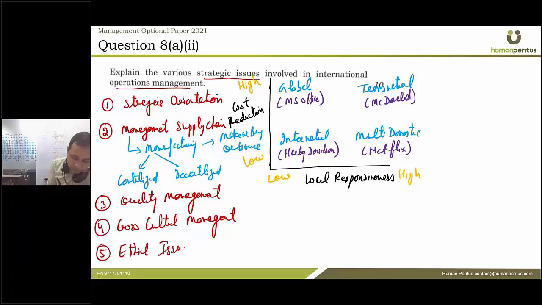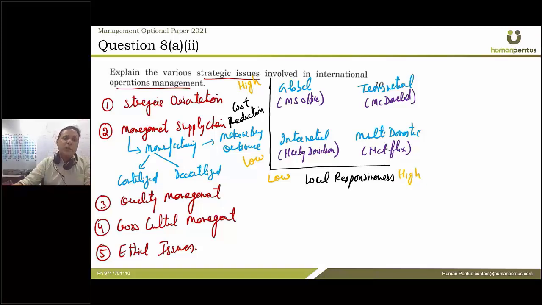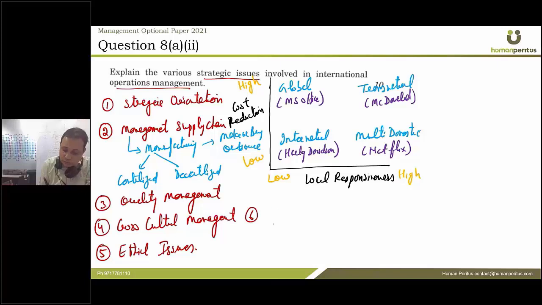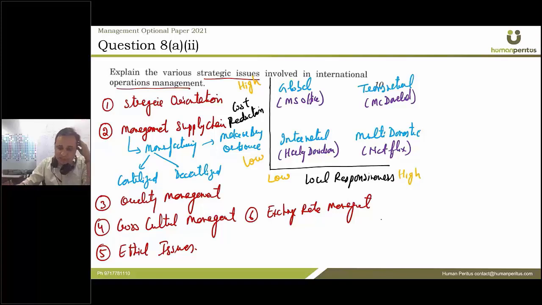Because you are doing a lot of outsourcing, and suppose you have outsourced to a company in China, and maybe that company is not ethical, they are exploiting the labor, low cost labor. So it also becomes an ethical issue from the operations manager's point of view. And the last thing is, of course, you also have to do a lot of considerations around foreign exchange rate management. So these are some of the issues which are involved in international operations management.